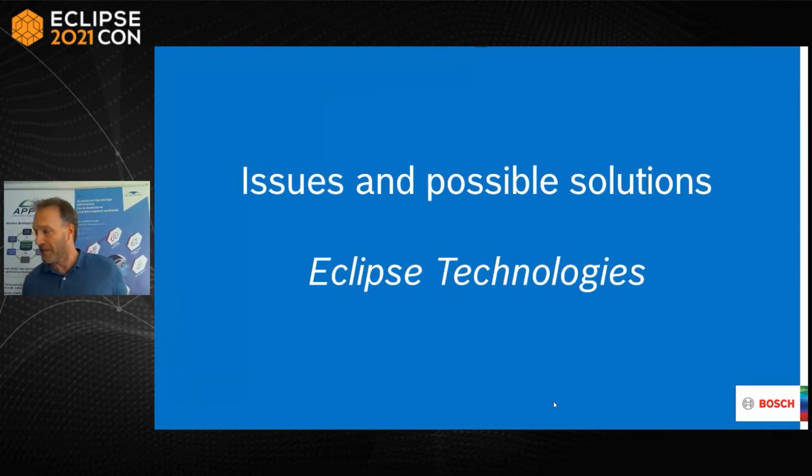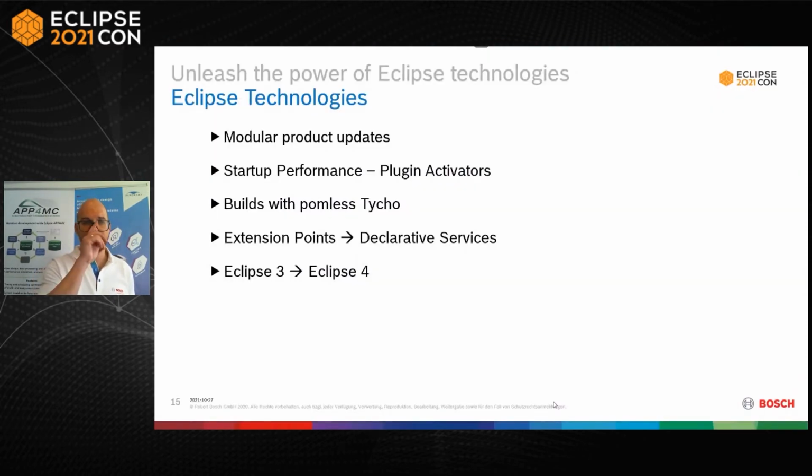Now, I will hand over to Dirk for the general topics of Eclipse technology. All right, so let's move on with what we have done in using Eclipse technologies to improve. The topics that we have here are modular product updates. We improved the startup performance, mainly by dropping plugin activators. We introduced builds with pomless Tycho. We migrated from extension points to declarative services. And we migrated from Eclipse 3 to Eclipse 4 in several places.